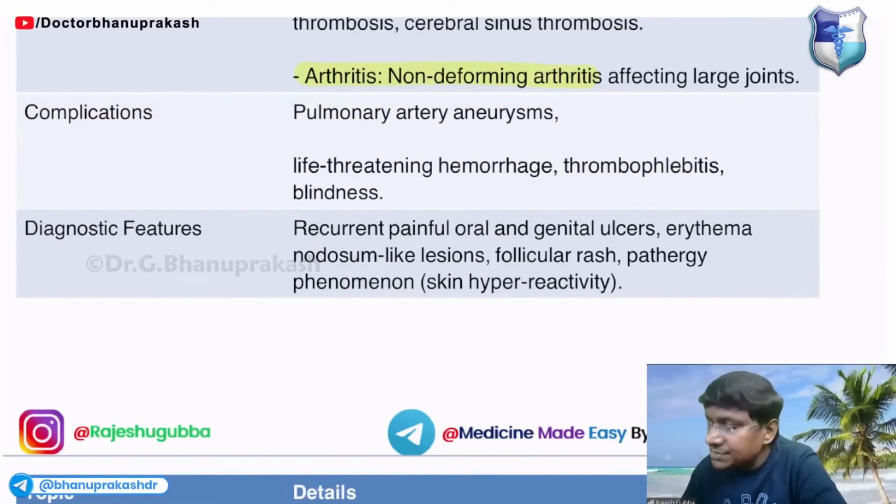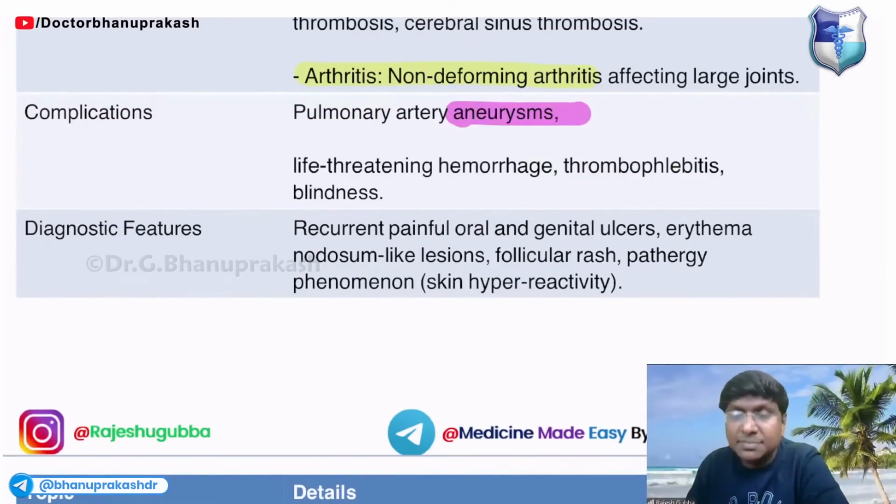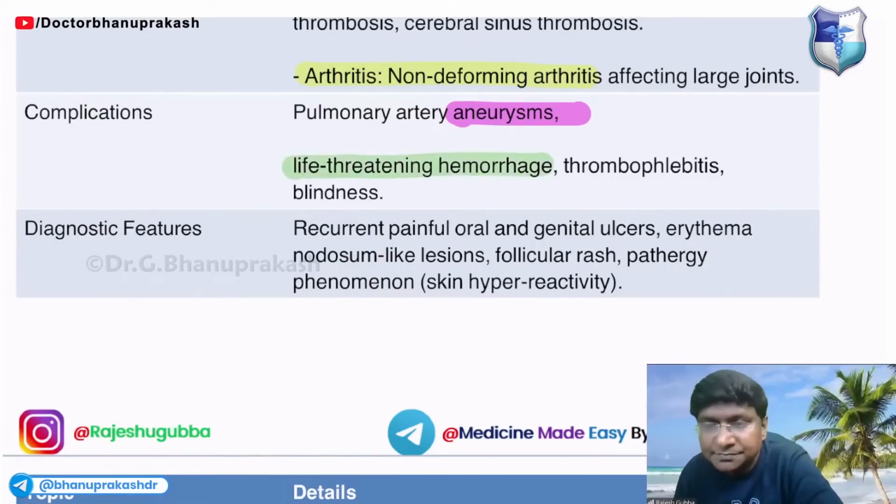So what are the complications? That is pulmonary artery aneurysm. And whenever this pulmonary artery aneurysm ruptures, these patients will develop a life-threatening hemorrhage.